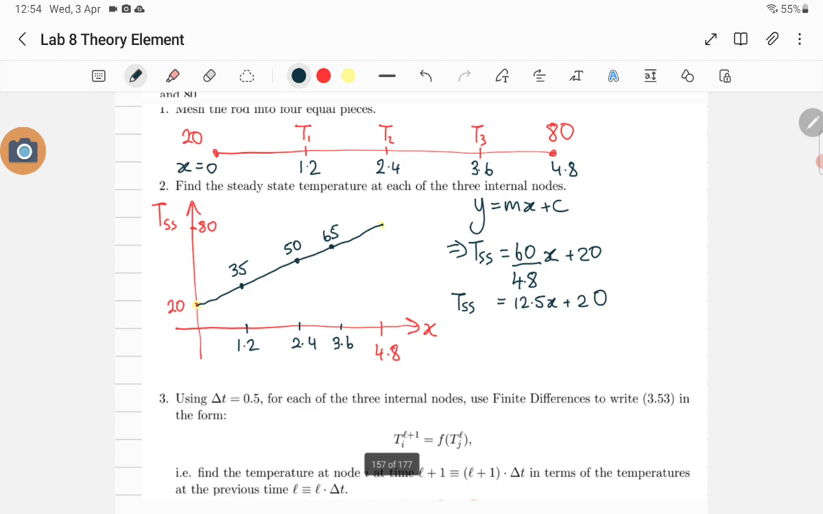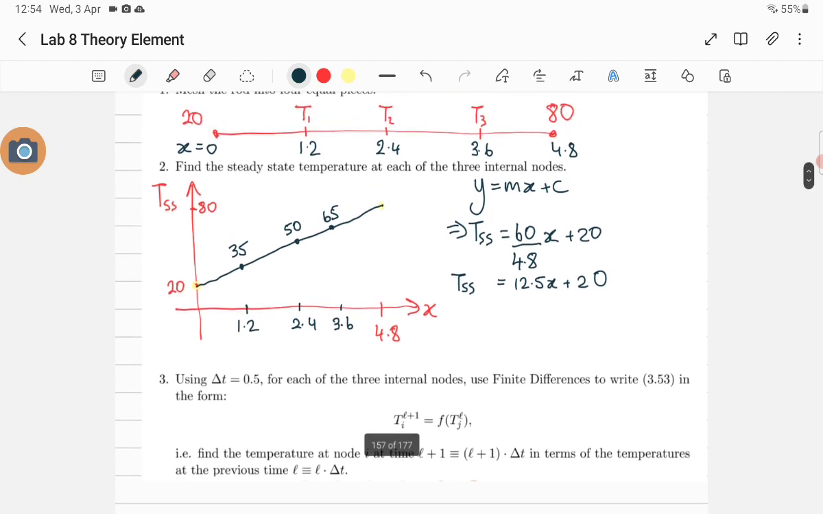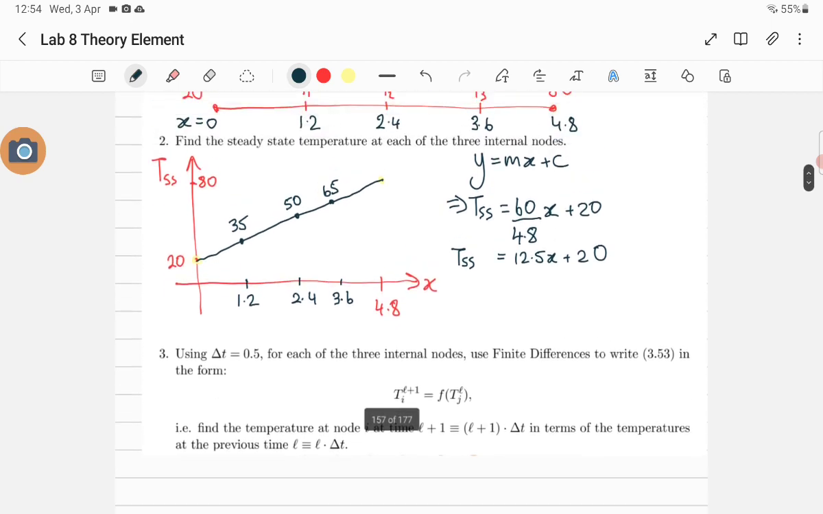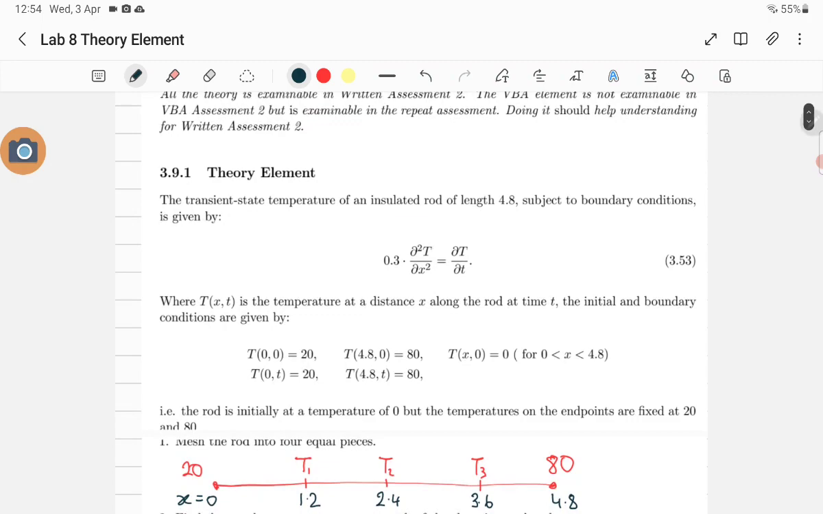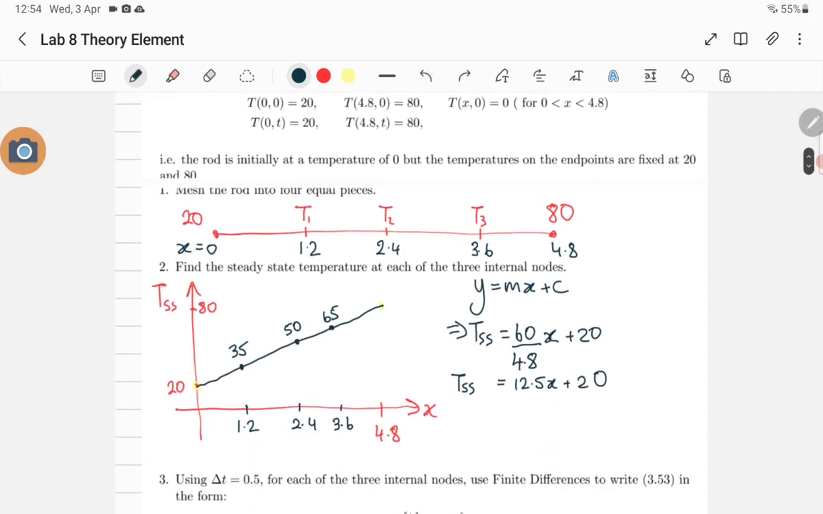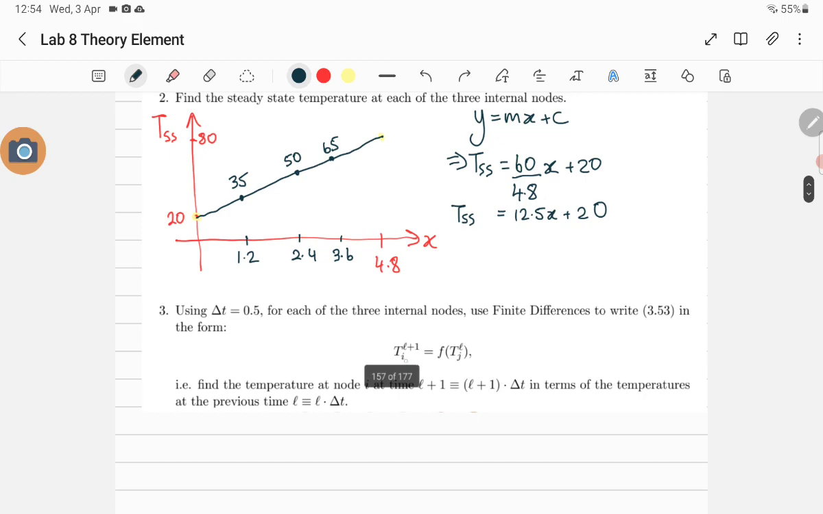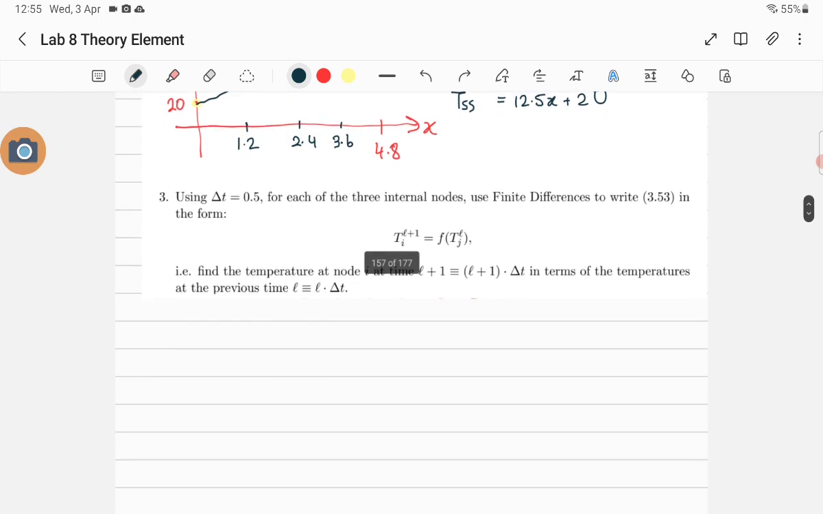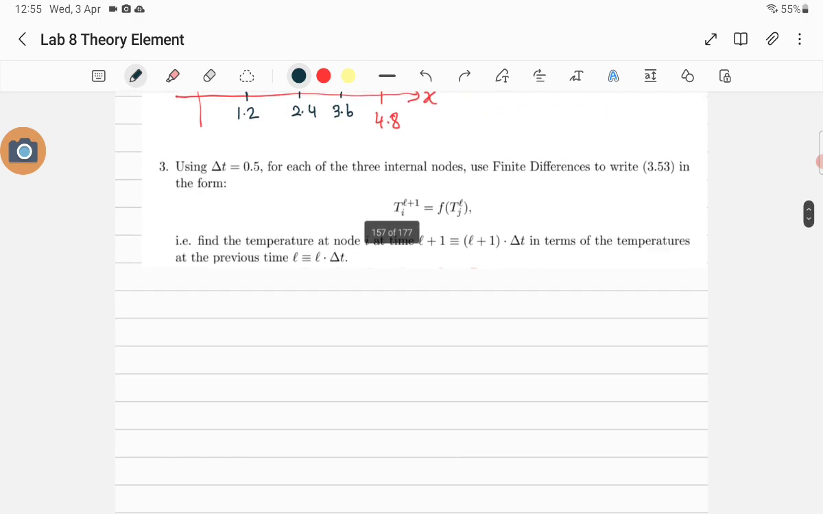Okay, and now for the 3 internal nodes, use finite differences to write the partial differential equation in the form: the temperature at the next time as a function of the temperatures at the previous time. Now this has been done in a number of videos. Maybe I should just slow down here a little bit to do it again. If you know what's going on here, that's okay. You will be asked to do this in the written assessment too.